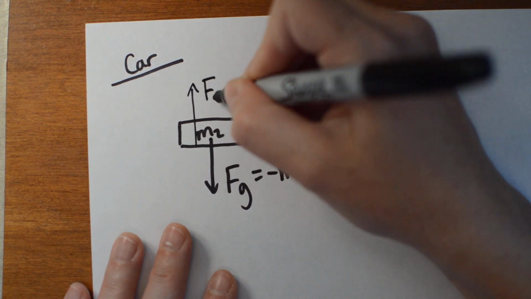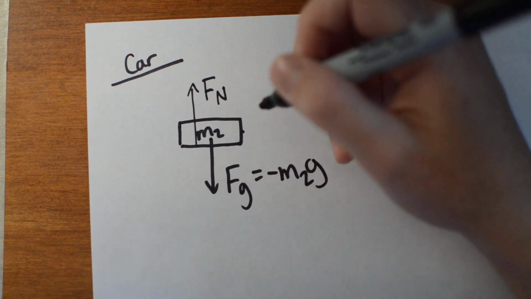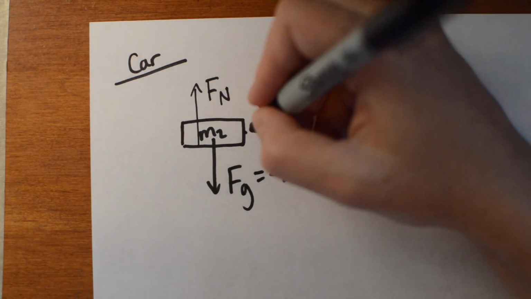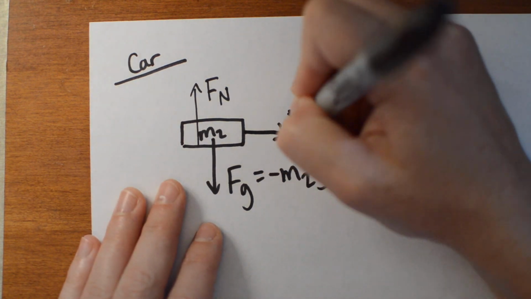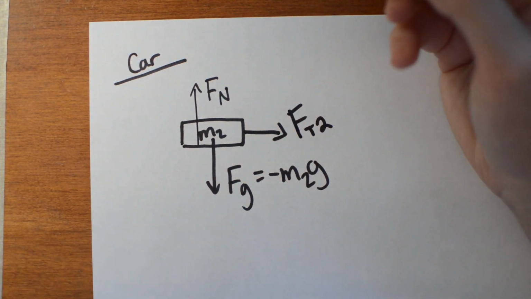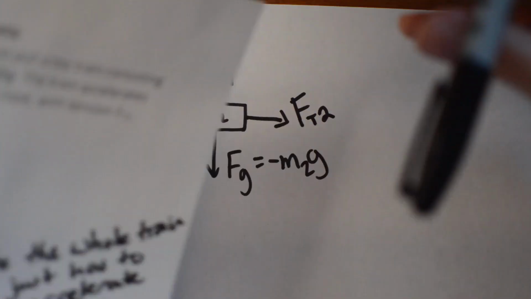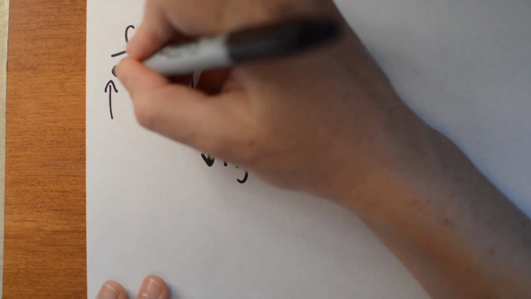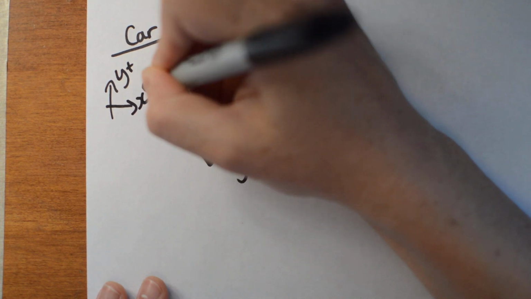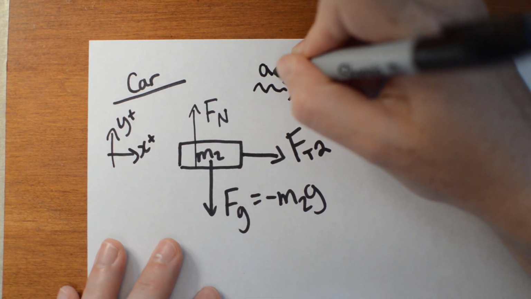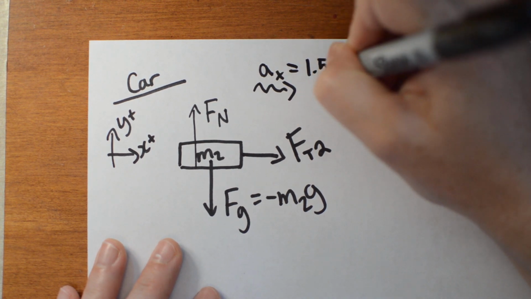It would feel its own normal force, and it has the Ft2 attached to it, pulling it forward, so it'll feel a tension force forward of Ft2. It doesn't feel Ft1 at all, because rope 1 is just attached to the engine, so the car wouldn't feel that at all. Put my coordinate system on there, of course, and I know a helpful fact, which is that this car is accelerating forward at 1.5 meters per second squared.